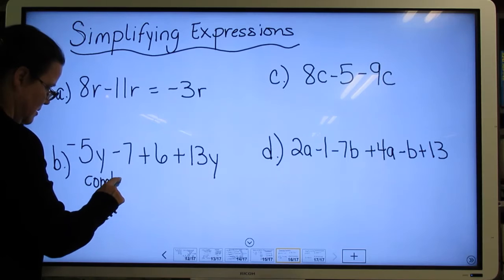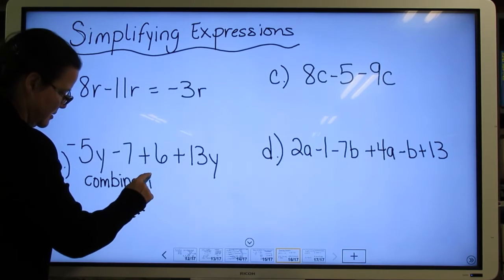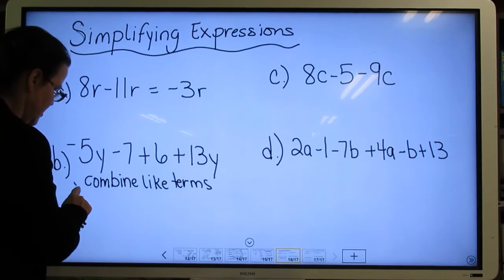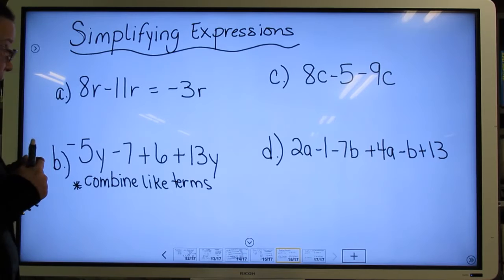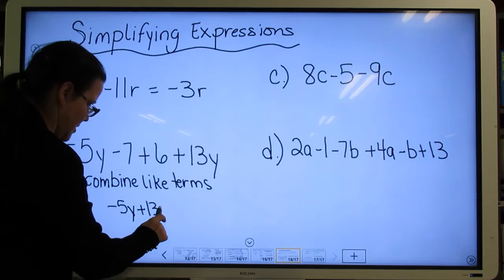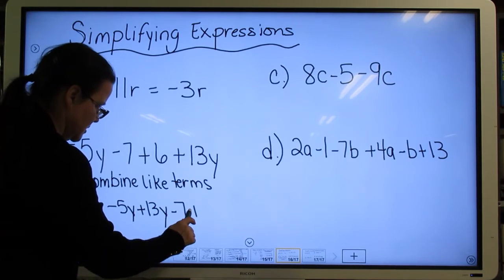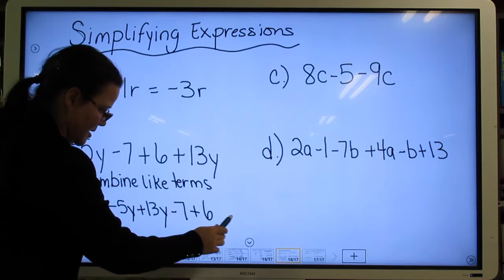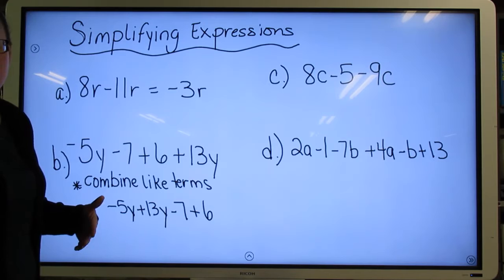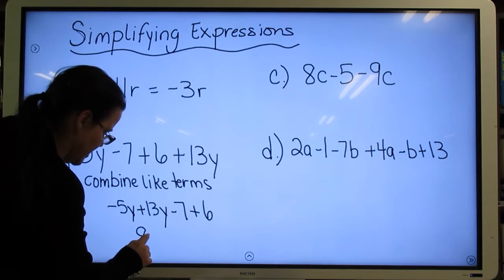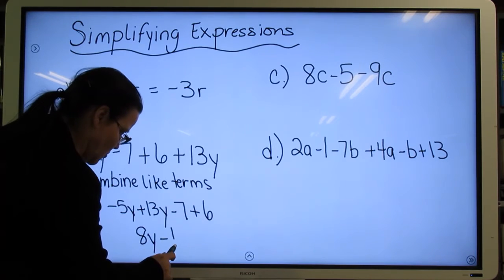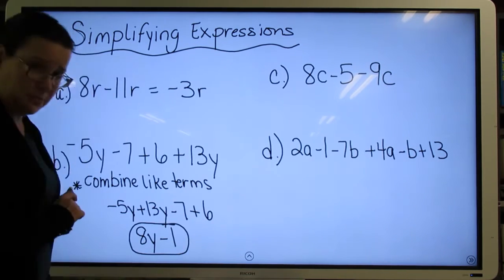Combine like terms. You're going to put together the terms that match. Negative 5y plus 13y minus 7 plus 6. Negative 5y plus 13y, same thing as 13 minus 5, would be 8y. And then negative 7 plus 6 would be negative 1. And that would be that answer.